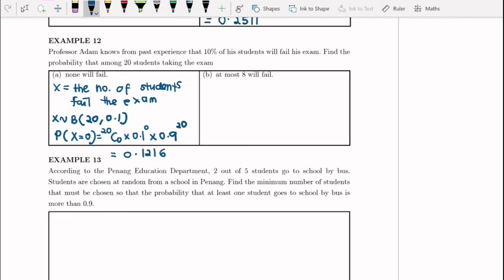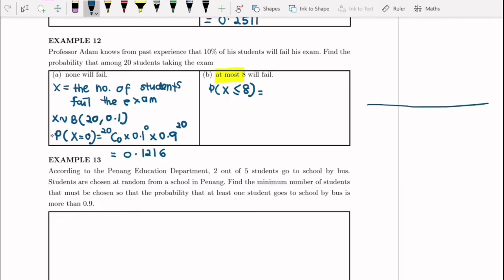Example 12b, find the probability at most 8 will fail. So here we have at most 8, so that means the maximum number of students who will fail is 8. So probability x less than or equal to 8. Okay, to use the binomial table, we need to change it to a greater than or equal sign.